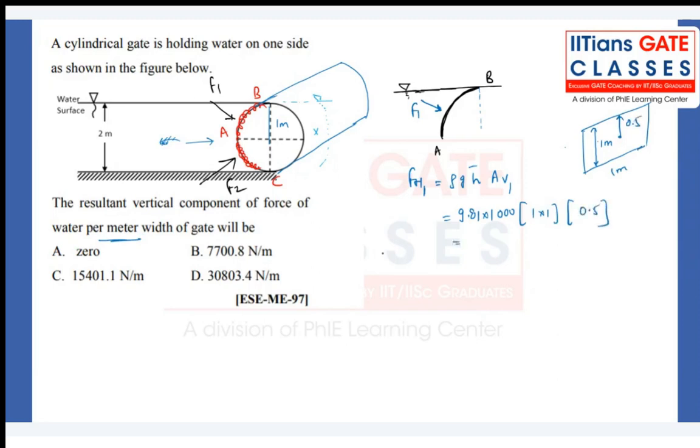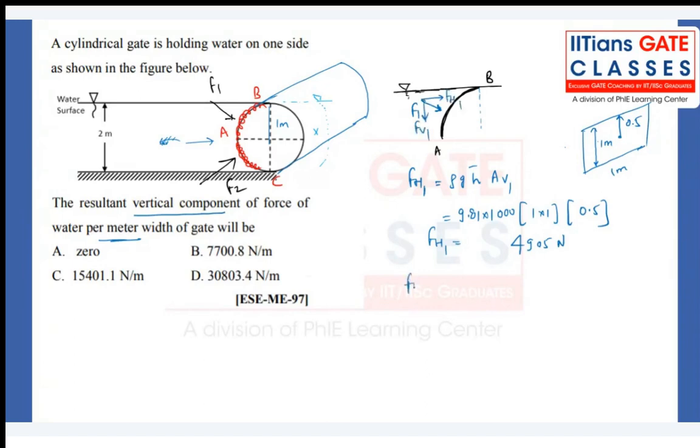So when you calculate, what will be the answer for this? Tell me. Into 1000 into 0.5, you will get 4905 Newton. Remember, they were asking for the vertical component, but I am calculating the total thing in a single problem, right? Now, what about my vertical component of the forces? This will be my resolution. That is my FH1, FV1.